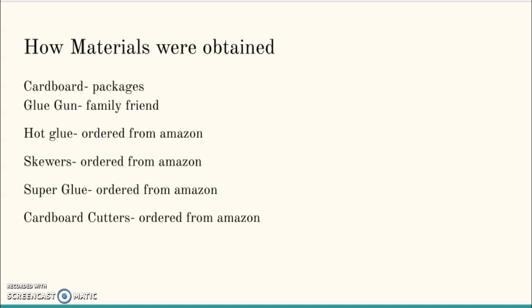So I got my cardboard from the packages that actually delivered my supplies. I believe in hindsight it was actually not a smart idea because the cardboard was not as sturdy as I needed it to be, which ended up being the reason why my structure is actually pretty weak. I got the hot glue gun from Mrs. Stiers, which is a family friend. I got the hot glue from Amazon, the skewers from Amazon, super glue I ordered from Amazon as well, and then cardboard cutters from Amazon.